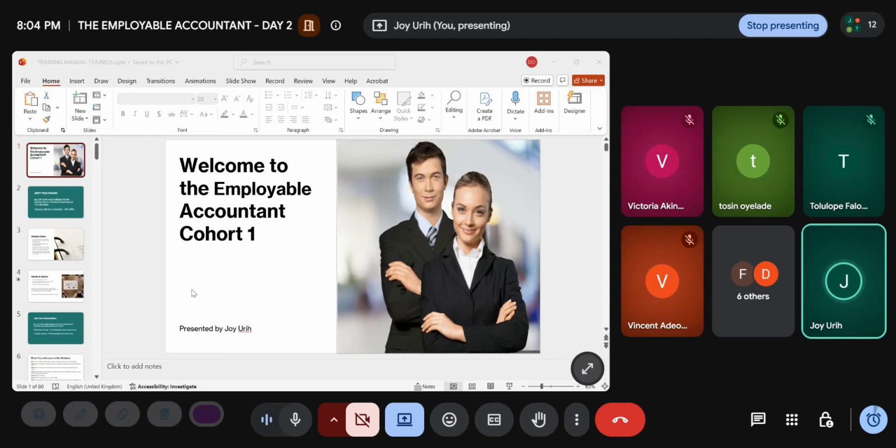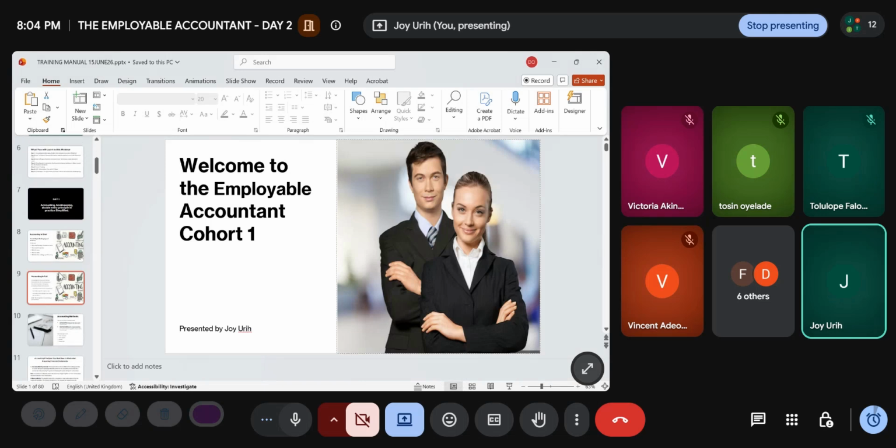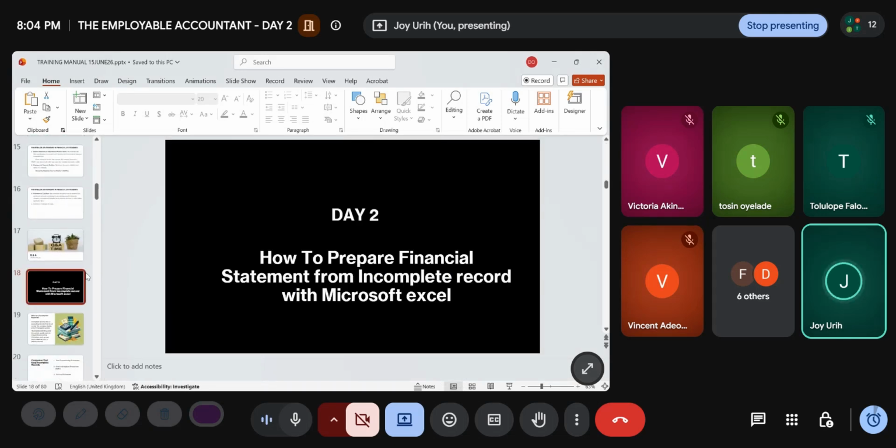Before we go into the lecture for today, we just need to manage time. The lecture of today is how to prepare financial statements from incomplete records with Microsoft Excel.